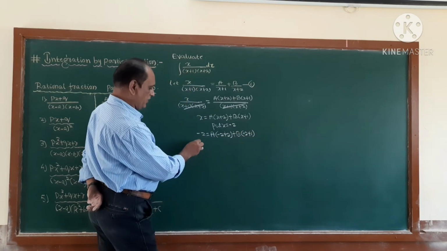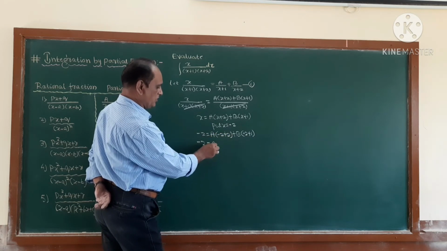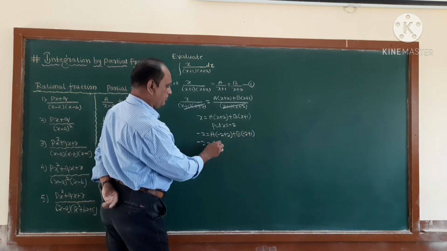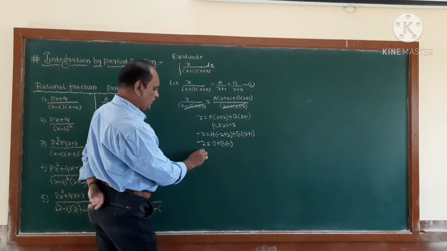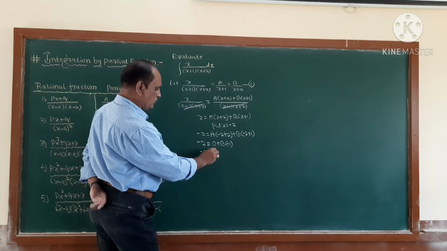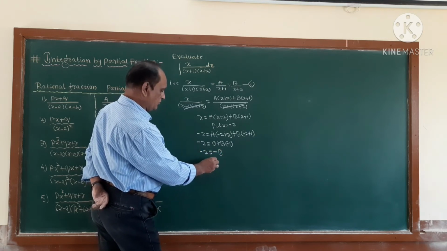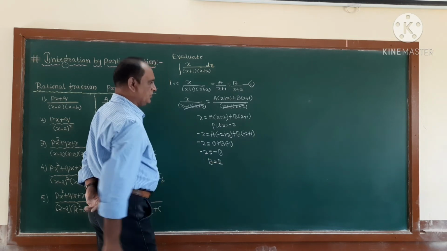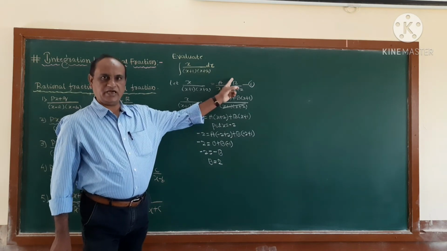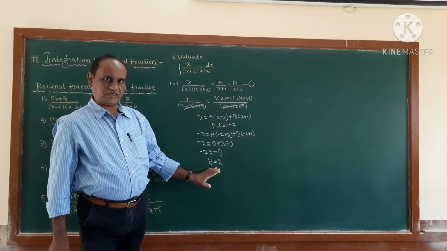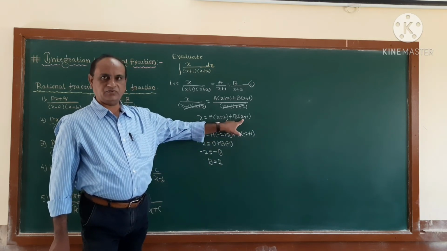Again you have to simplify. Minus 2 is equal to minus 2 plus 2 means 0, then plus B multiplied by minus 1. Totally minus 2 is equal to minus B, therefore B is equal to 2. So anyhow you have to find the values of capital A and B. So now for A, taking x plus 1 equal to 0.